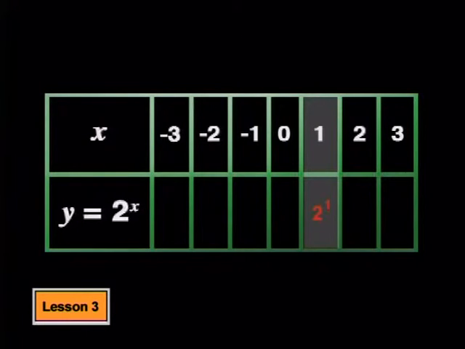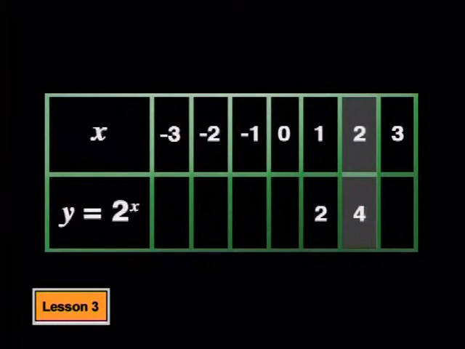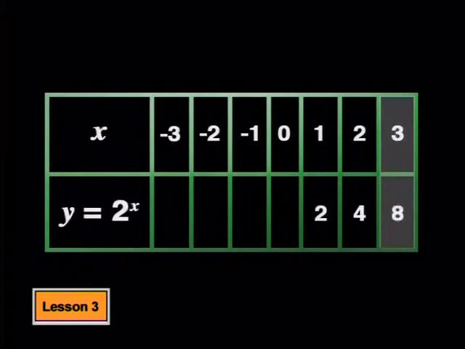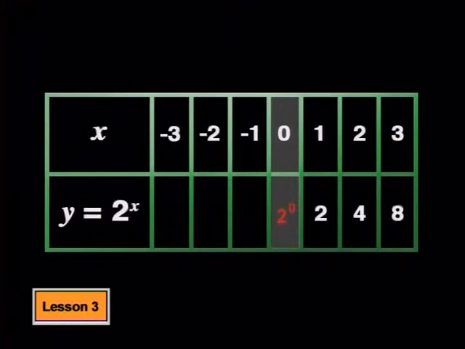For x equals 1, 2 to the power of 1 is just 2. So the y value here is 2. 2 squared is 4, and 2 cubed is 8. Now what about 2 to the power of 0? I have a quick way to explain what 2 to the 0 is.